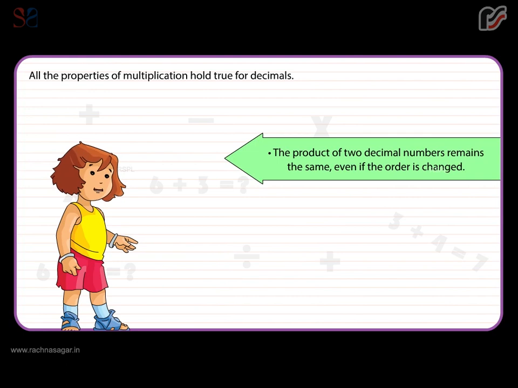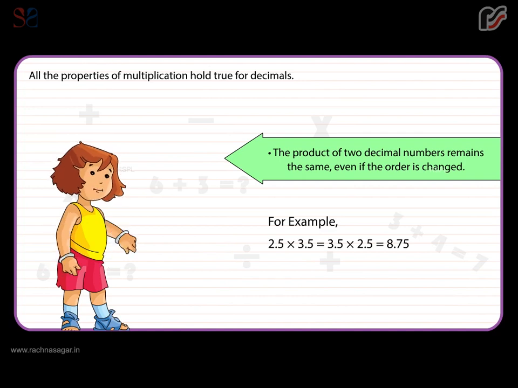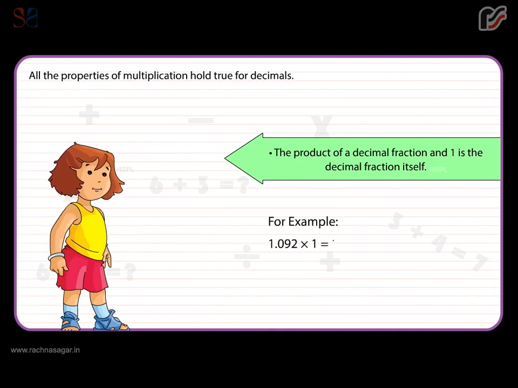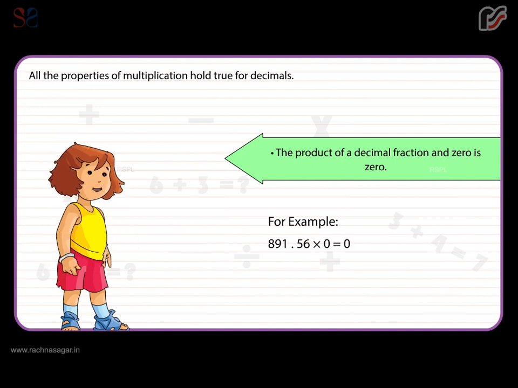The product of 2 decimal numbers remains the same even if the order is changed. For example, 2.5 multiplied by 3.5 is equal to 3.5 multiplied by 2.5 is equal to 8.75. The product of a decimal fraction and 1 is the decimal fraction itself. For example, 1.092 multiplied by 1 is equal to 1.092. The product of a decimal fraction and 0 is 0. For example, 891.56 multiplied by 0 is equal to 0.